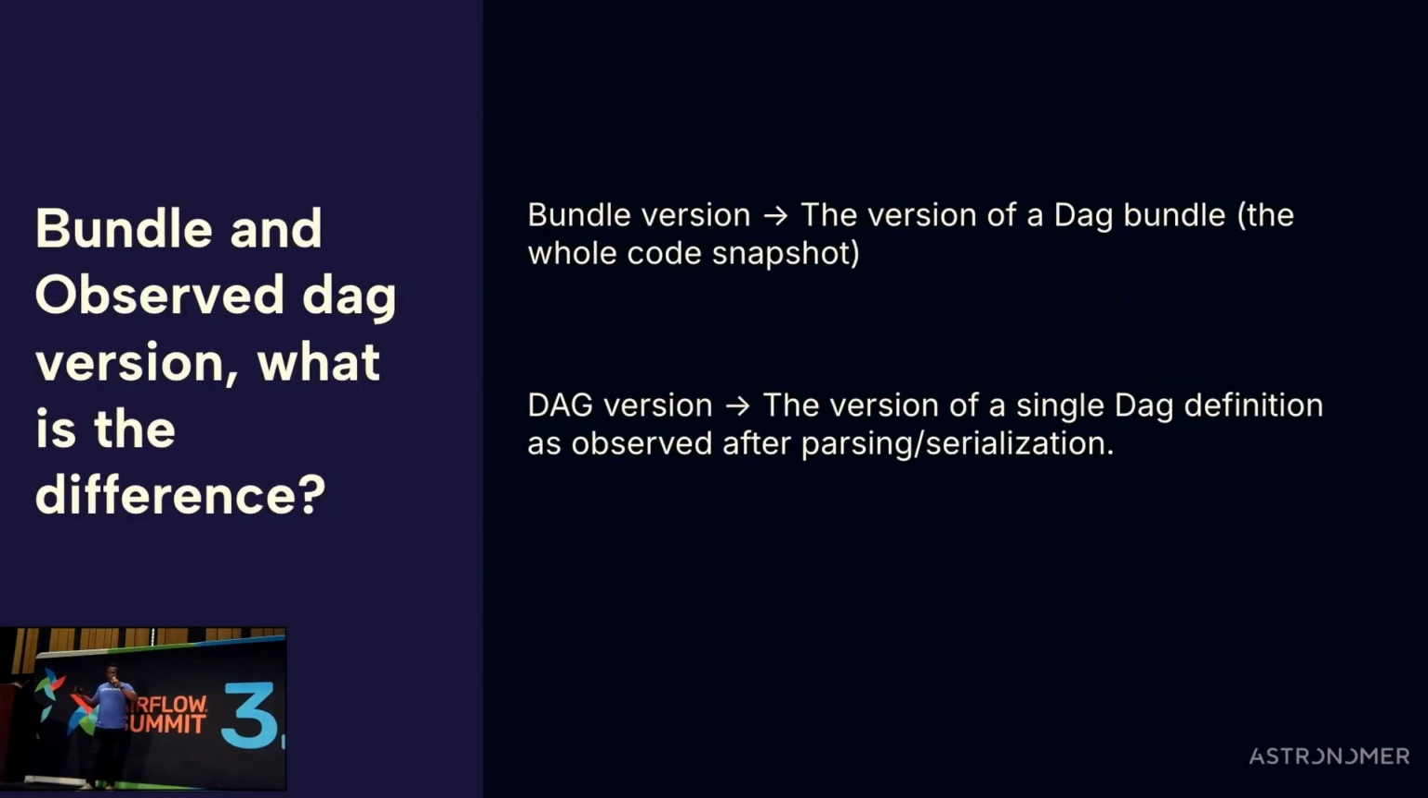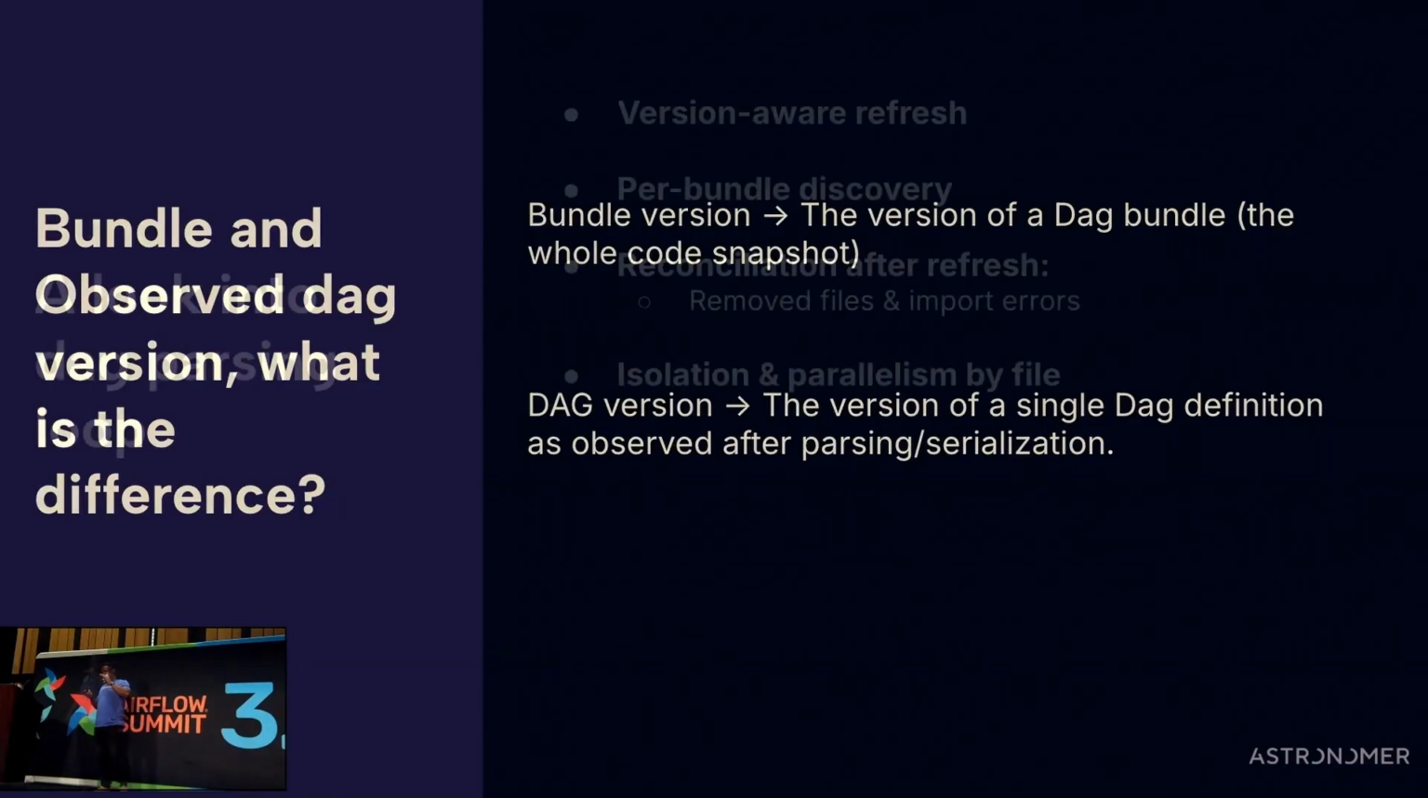So what is the difference between bundle and observed DAG version? Like I said, bundle version is the version of the whole DAG bundle, while the DAG version is just a version of a single DAG after serialization.